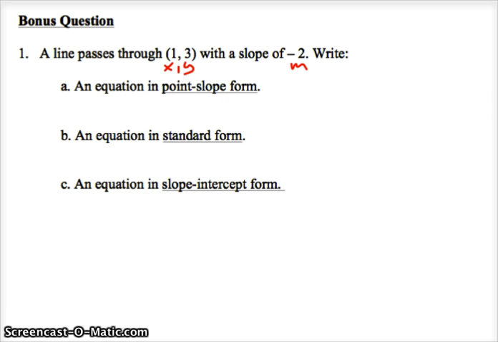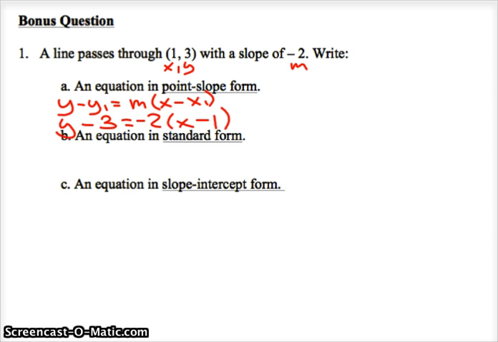So I'm going to just go ahead and write my equation of point-slope, which is y minus y1 equal to m times x minus x1. And then I'll substitute the information I'm given into my equation. So I'll have y minus my y coordinate of 3 is equal to my slope of -2, x minus my x coordinate of 1, and I'm done.